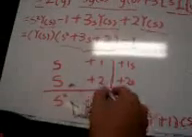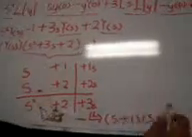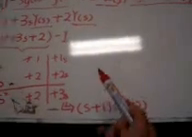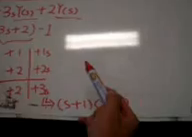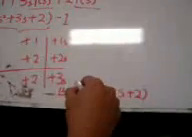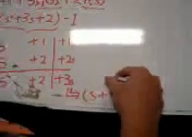cross method. We have to use the cross method to factorize. We have to get the original factorized thing. Then we'll move to the right hand side.